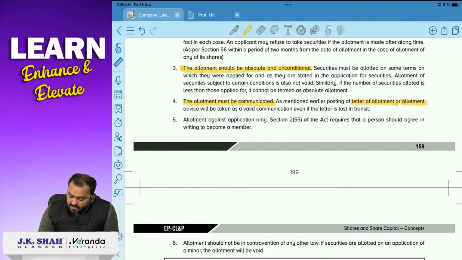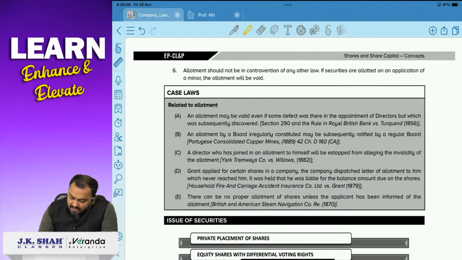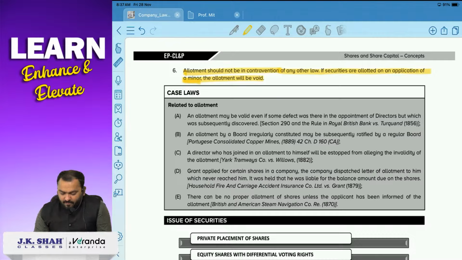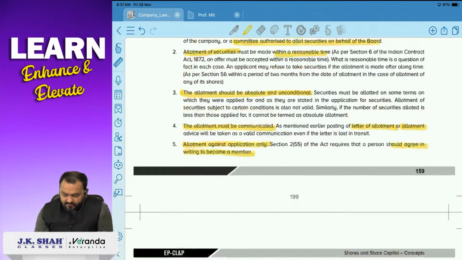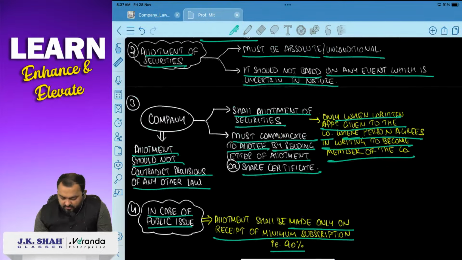Then allotment against the application only. I told you the company cannot make the allotment unless the company receives what? Application in writing. Okay, that member should agree to be a member of the company. Next is allotment should not be in contravention of any other law. And also allotment should not be made to a minor. This you have done in your chapter on members and shareholders also. Okay, clear everybody? So we are done with all these points of allotment.